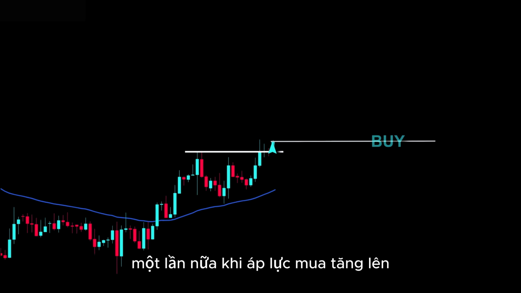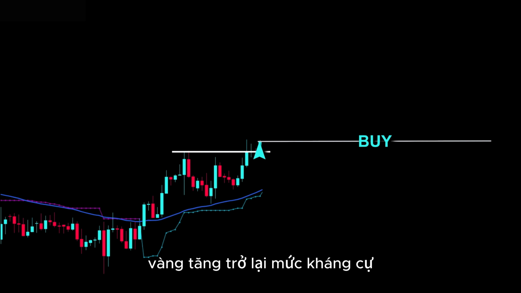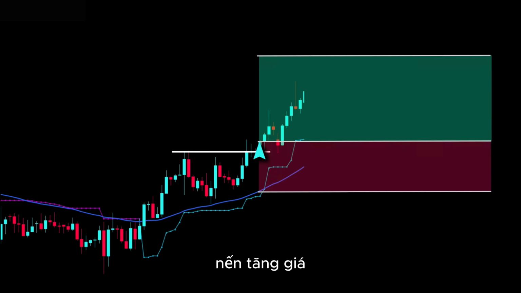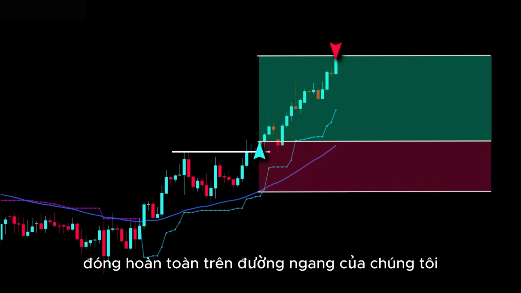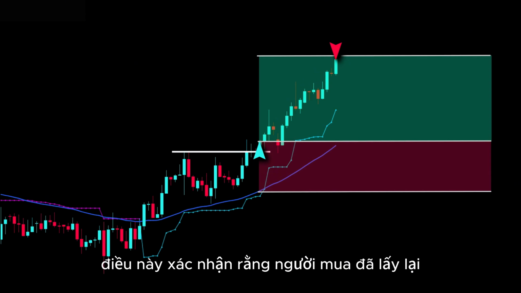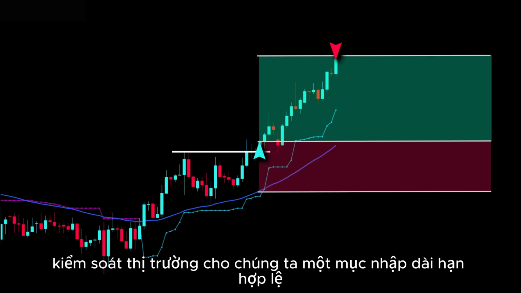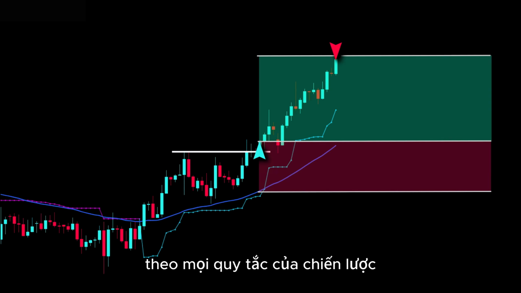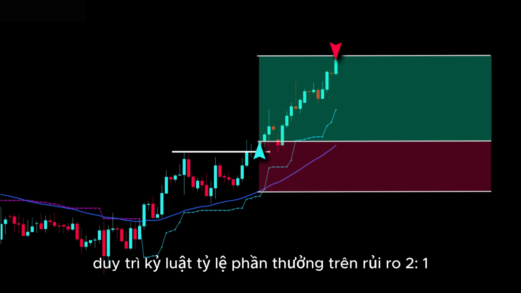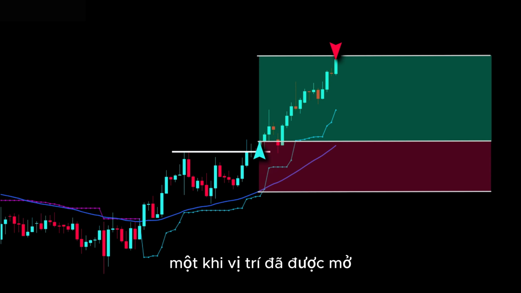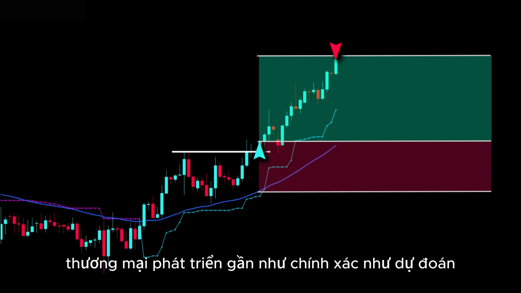As buying pressure increased, gold rallied back toward the resistance level and eventually produced a strong bullish candle that closed completely above our horizontal line. This confirmed that buyers had regained control of the market, giving us a valid long entry according to every rule of the strategy. Immediately after entering the position, the stop loss was placed using the chandelier stop indicator, while the take profit target was calculated at twice the size of the risk, maintaining a disciplined 2-to-1 reward to risk ratio. Once the position was open, the trade developed almost exactly as anticipated.